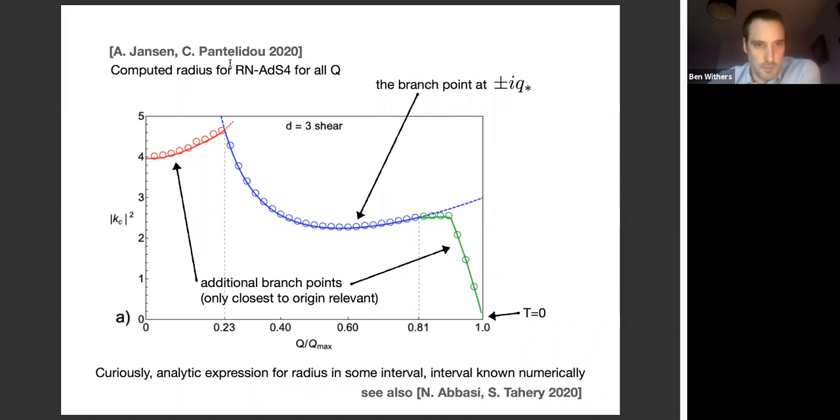So this is all a plot from their paper, and I encourage you to read it. What's curious, I find, is that you can determine the blue curve analytically, but you can only determine this interval numerically. So it's curious that you have an analytic expression for the radius of convergence within some interval of charge, but you don't know what that interval is analytically.